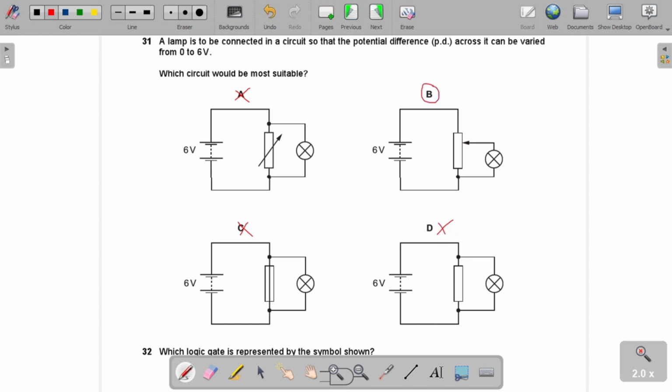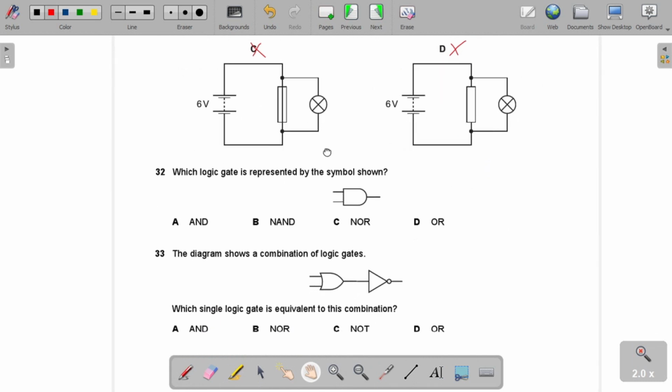The answer is option B, because if you look at option B critically here, we have a slider that you can move to control the voltage. This is connected in parallel. You have a slider that is moved to control the voltage. So this is the correct answer. Let's go to the next question.